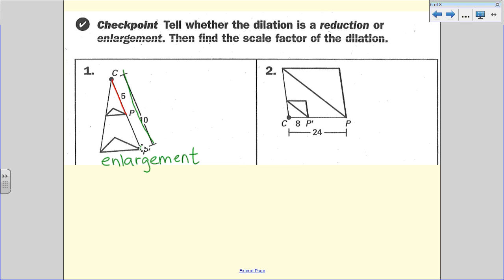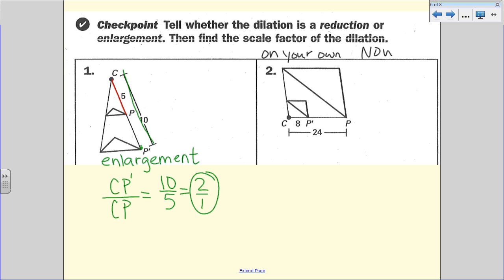We're always going to do C to P prime over C to P. C to P prime is 10. C to P is 5. And so we have a scale factor of 2. This is going to be on your own. So get that done, pause the video, and do number 2.